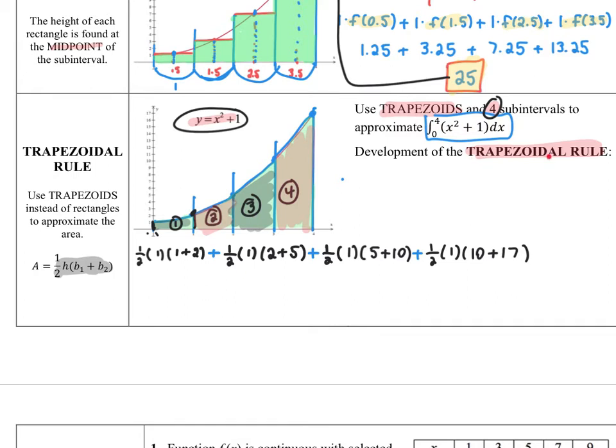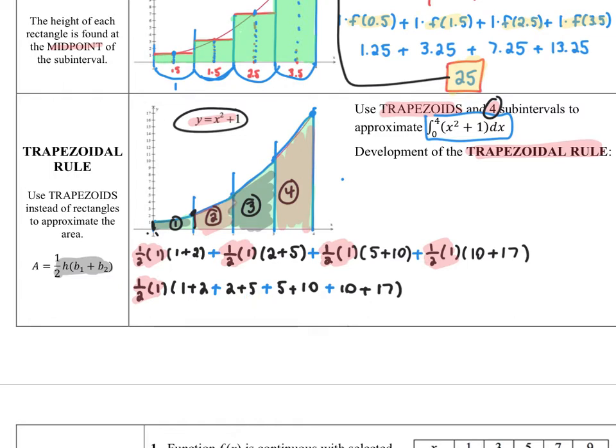I'm trying to develop a rule out of this, so I'm going to play around with these numbers a little bit. What I see first is that of my 4 trapezoids, they all have a 1/2 and a 1 in common. The 1/2 is part of the formula, and the 1 is the fact that they all had a common height of 1. Because they have that 1/2 times 1 in common, I can factor it out. What's left are just the numbers, and I left them unadded to make a point with it.